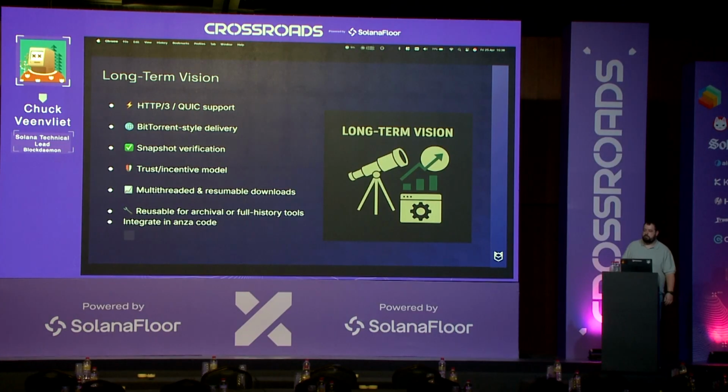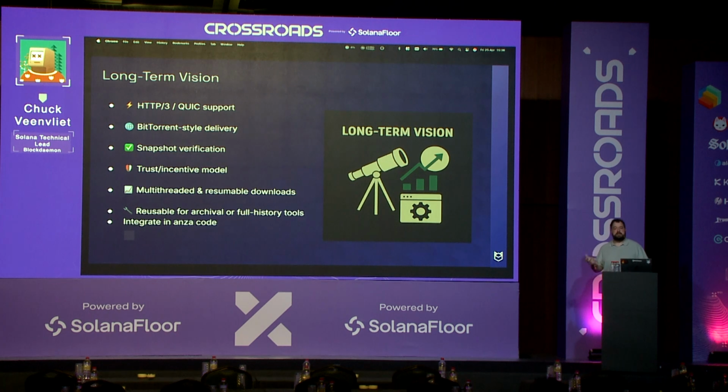There's currently no trust or incentive model, so there's no one that is actually incentivized to use this or to run this because it costs money. But at some point, maybe there could be a model behind it. And multi-threaded and resumable downloads is something we want to look into as well. Currently, the uploading side can do chunk-based uploading, so it can be resumed, etc. The download portion doesn't work for that fully yet.